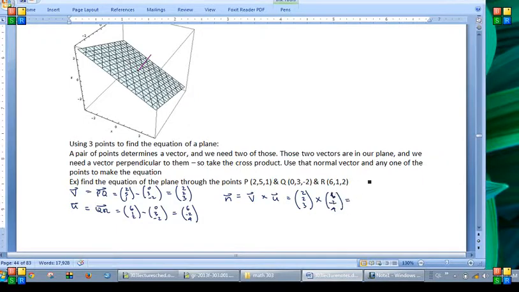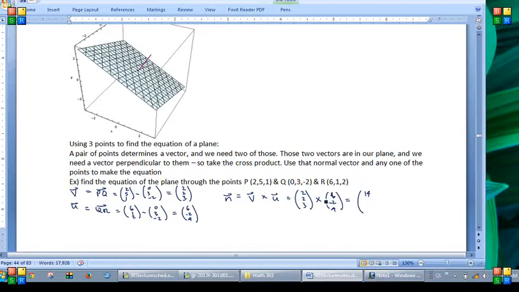So now we have to do this. How do we do this? For the first component, you take the cross of the second and third components. So it's 2 times 4, which is 8, minus 3 times negative 2, which is negative 6. 8 minus negative 6 is 14.